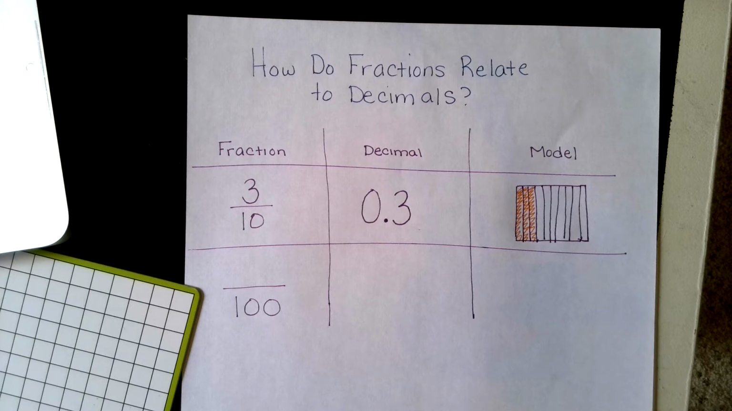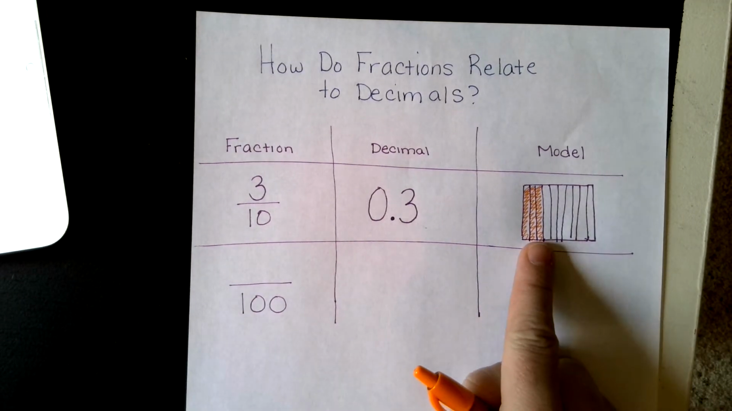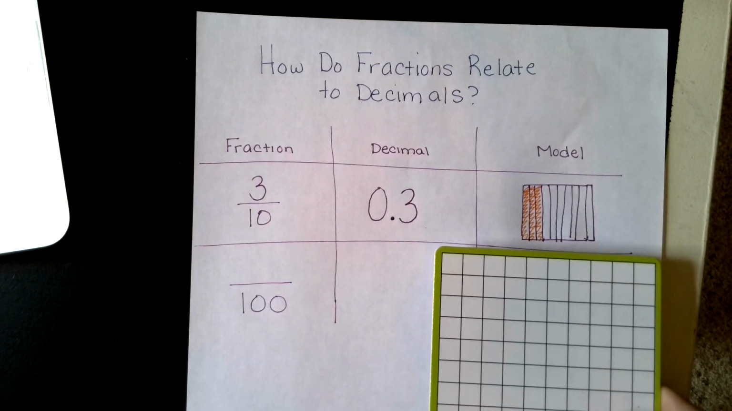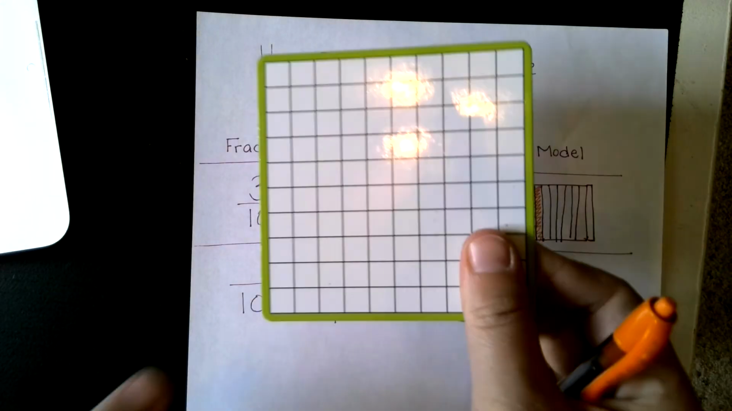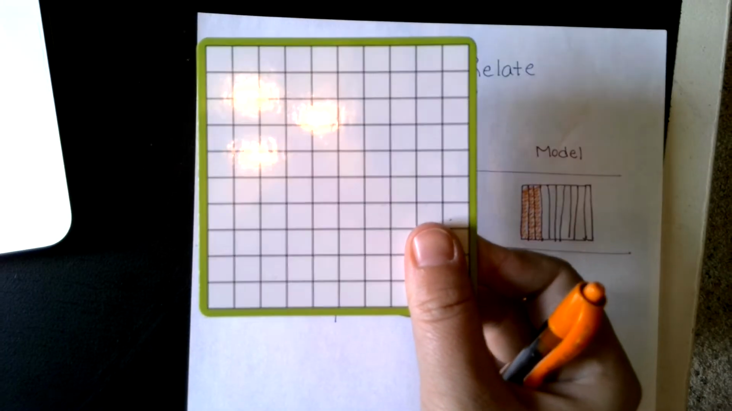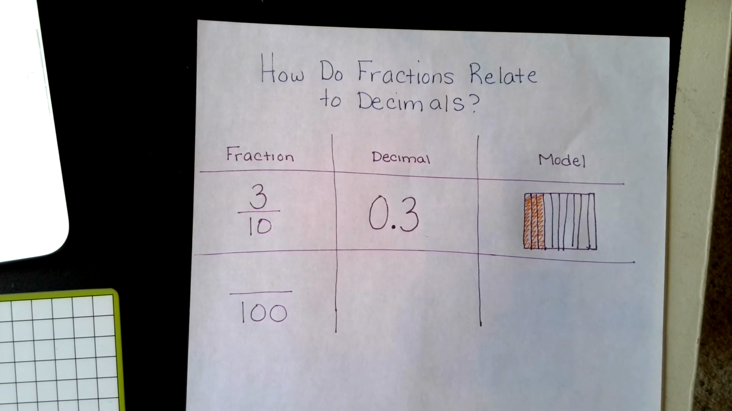Okay? It is no different with the hundredths, except that instead of our model looking like this, our model would look like this, because now our whole piece has been divided into 100 little squares, just like when we talk about our base 10 blocks. And the hundreds block has 100 of those little ones on it.